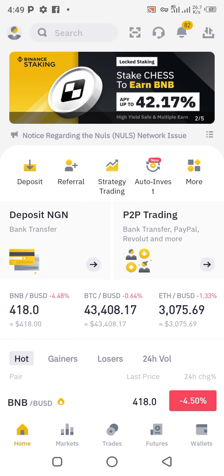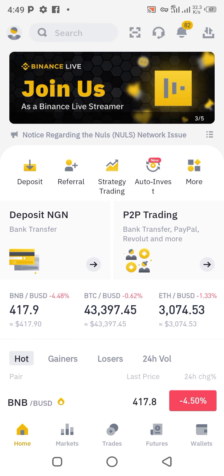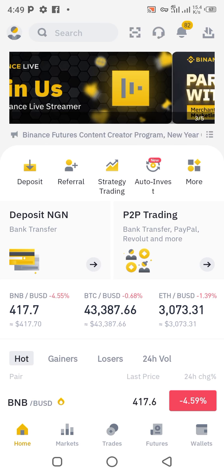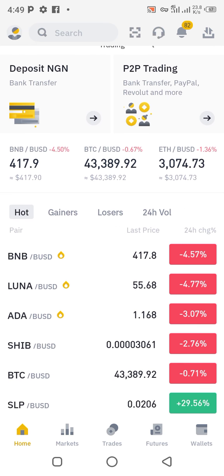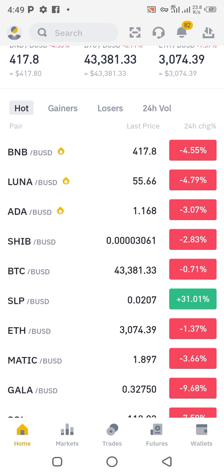And of course, here you have your P2P trading. This is where you go when you want to buy your USDT or any coin at all from the P2P market. We'll be talking more about that much later. But now let me walk you through the entire process and what the app interface looks like.